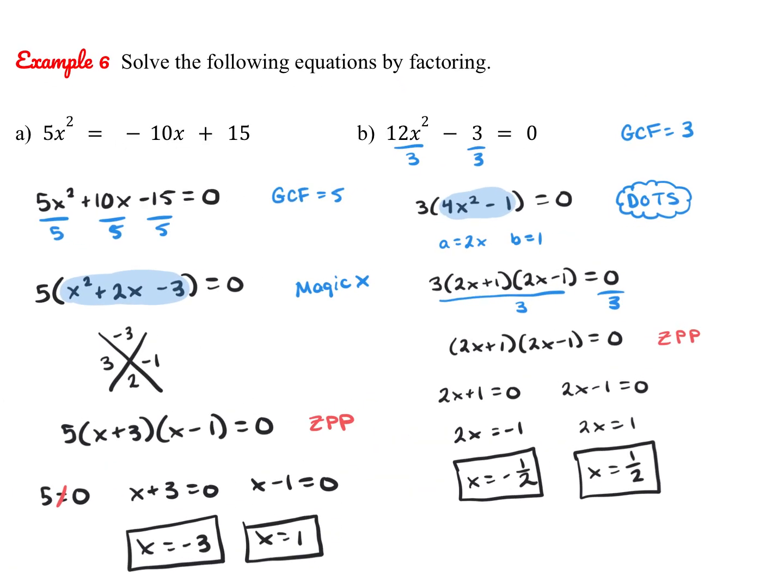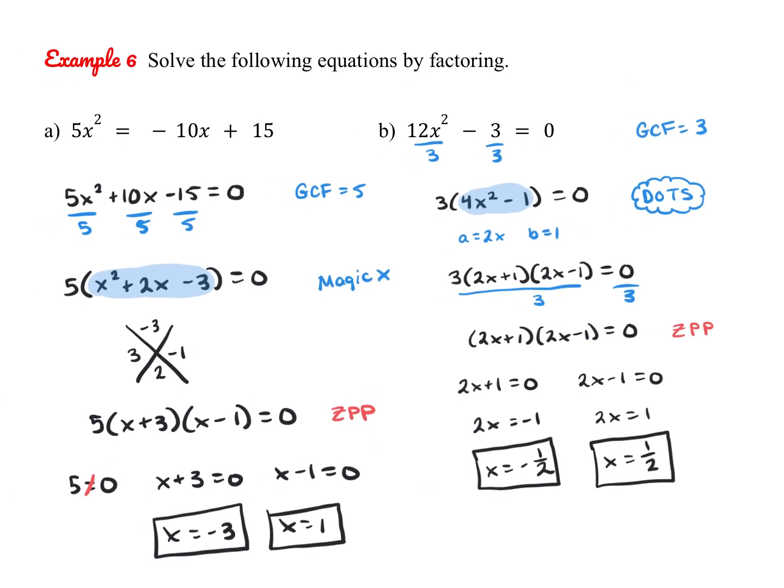So here again, we have another 2-step equation. So you have to go through your checklist. Does it have a GCF? And you say, okay, can I use magic x? Can I use bottom up? Can I use difference of two squares? And then hopefully you get some nice factors, and you could use zero product property to solve.